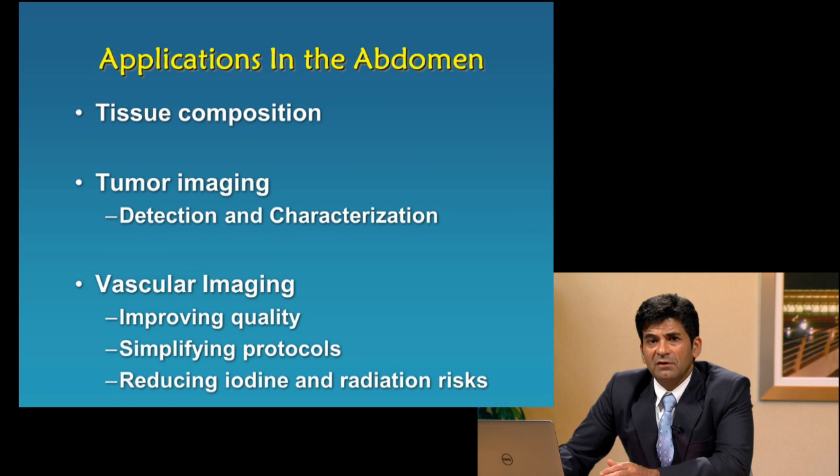Now, there are a few areas in which I feel, in the abdomen especially, these images have value. One is in tissue composition. Cancer imaging is a very important application, especially for better detection and characterization of abnormalities. Vascular imaging is the third major category. And here we have the opportunity to improve the quality of the vascular exam, or we can simplify the protocols, especially by eliminating some of the phases of acquisition or reducing the iodine dose and radiation dose for certain patients.